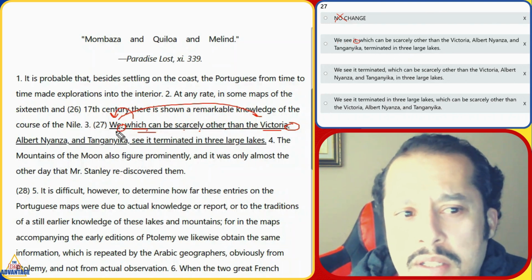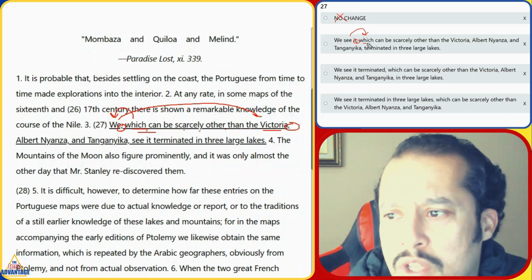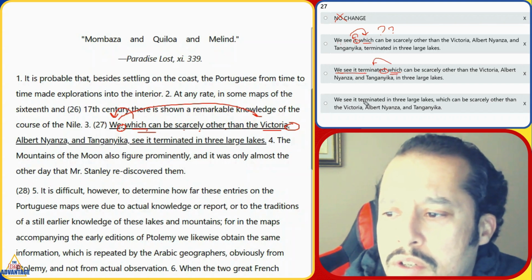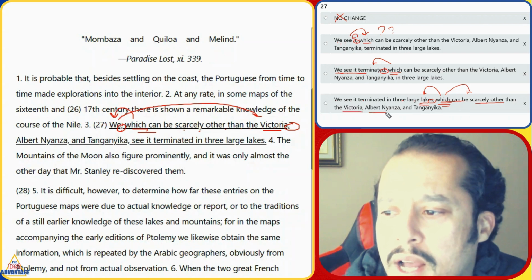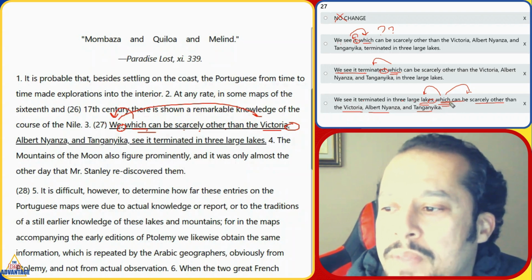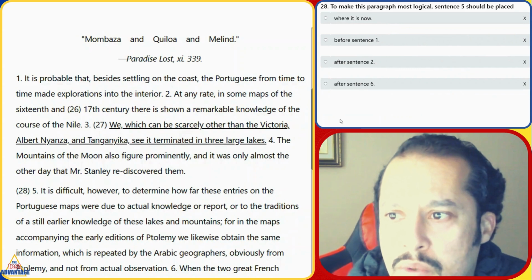The original sentence is awkward too, and B and C, these are awkward structures. We see it, which. So which is it, but what is it? What is which? I don't know. We see it terminated, comma, which. Again, what is which? We see it terminated in 3 large lakes, which can be scarcely other than Victoria, Albert, and Tanganyika, right? So here, which talks about lakes, then it gives you the names of the lakes. So we have a misplaced modifier, number 27.